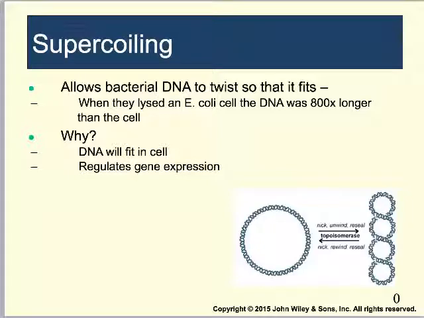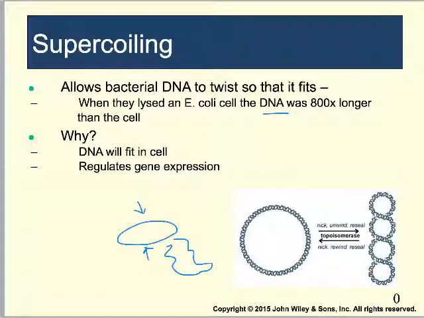Now, why is the DNA coiled? The supercoiling of the DNA occurs so that the DNA will all fit into the little cell. Someone did an experiment where they lysed a bacterial cell using osmosis, so it's kind of gentle. When they did, they let all of the DNA out and it unwound. It turned out that the DNA was 800 times longer than the little cell actually was. So that's how much DNA has to fit into those tiny bacterial cells. So the DNA has to be supercoiled in order to fit in there.